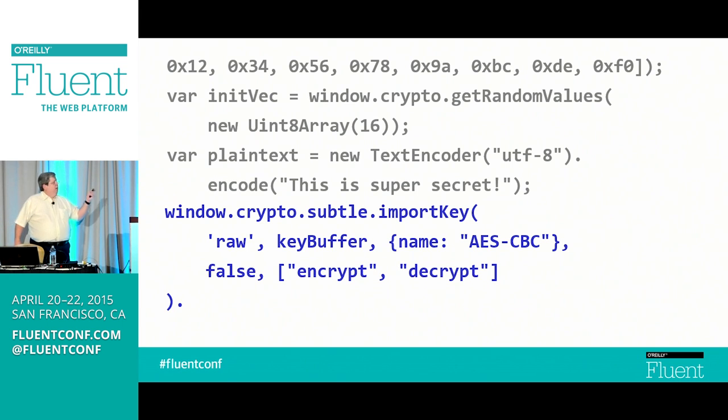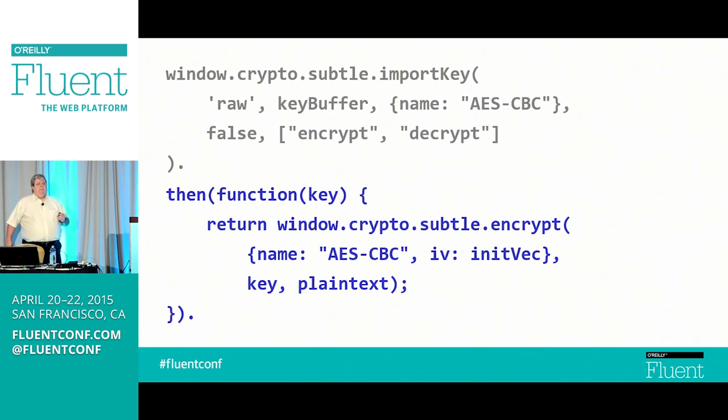Import key, like encrypt, and like every other method in the Web Crypto API, returns a promise. So the stuff in blue evaluates to a promise, so it has a then method, and I gave the then method a callback. The callback is going to be given the result of the import key operation, which is a crypto key. That's going to be the parameter. So inside the callback, I now have everything I need to do the encrypt operation.